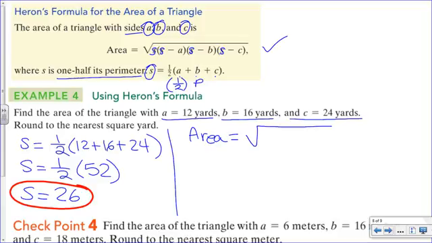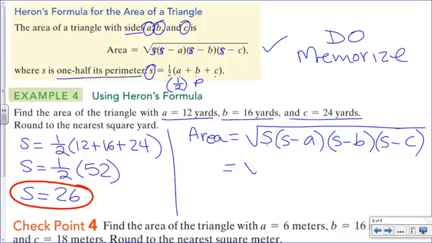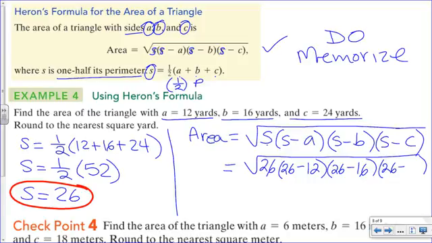So the area will be the square root of S times, and this one you do have to memorize. It's pretty simple because you just need 4 factors multiplying. The first one will be S, the second one will be S minus A, and then S minus B, and then S minus C. So it's pretty easy to remember. So let's go ahead and do our substitution. For S, we have 26. S minus A will be 26 minus 12. S minus B will be 26 minus 16. And S minus C will be 26 minus 24.